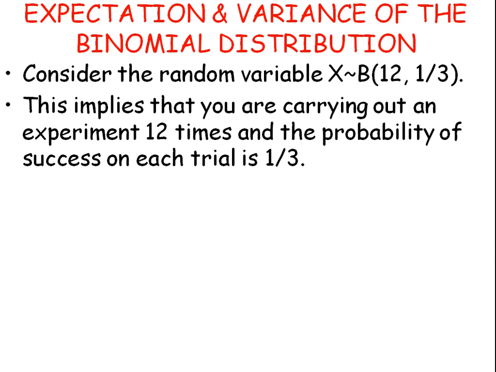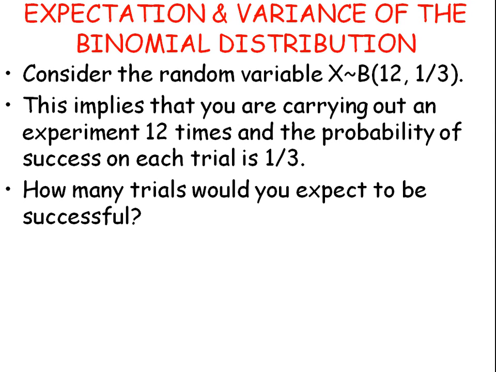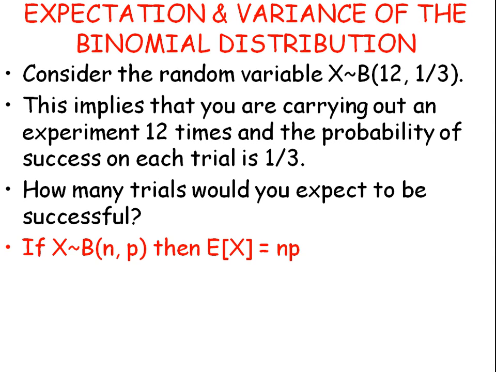If you're doing something 12 times and on each individual attempt the probability of being successful is 1/3, just think of it logically. How many times would you expect to be successful? And you're probably thinking, well, a third of 12, which is 4, and that's exactly right. So if x follows the binomial distribution, to find the expected value of x, the mean, the expected number of successes, you times your n and your p value together. And that's something that you need to learn.